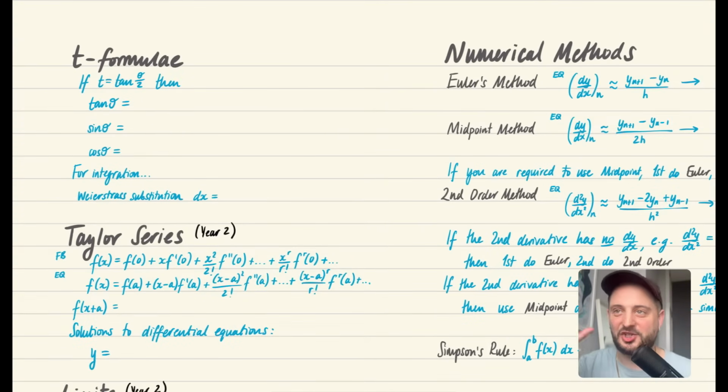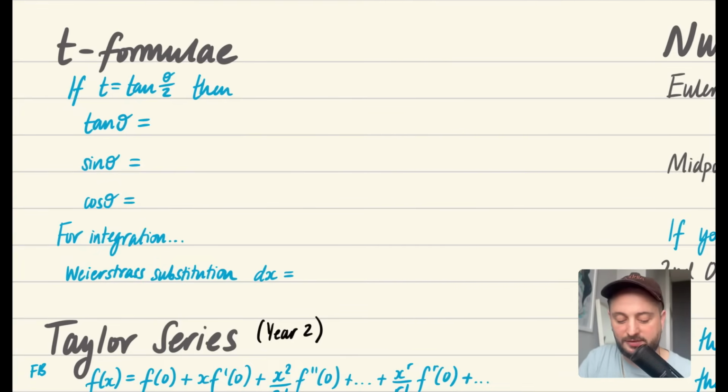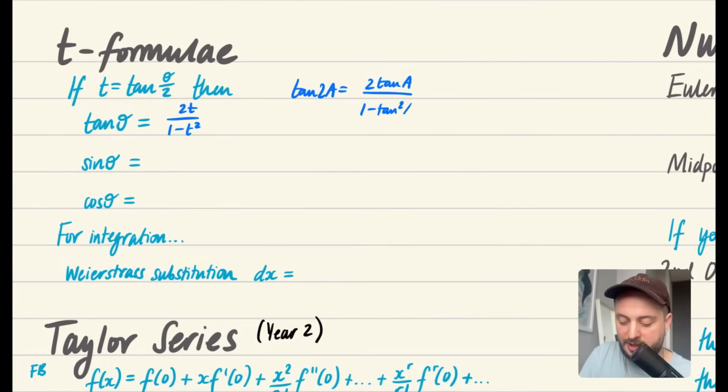T-formulae is a very small section of things that need to be memorized, but it's actually a pretty big topic, and again, you've got to just do questions to be able to get good at this. So with t-formulae, we know that if t is equal to tan theta over 2, we can figure out what tan theta, sine theta, and cos theta are. Now, I remember what tan theta is equal to because it looks like the addition formula for tan, so that we end up with 2t over 1 minus t squared. That's because tan 2a is 2 tan a over 1 minus tan squared a. So you can see the similarities between this and this that we've got here.